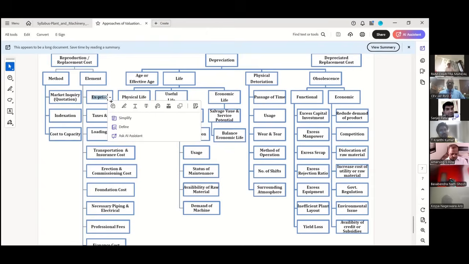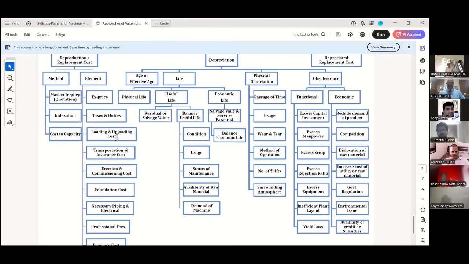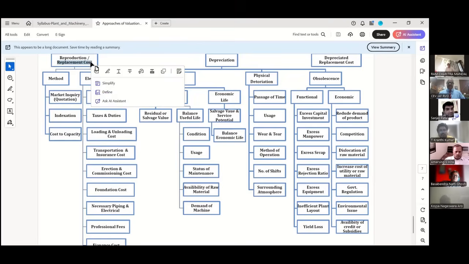The cost at the plant in installed and working condition. So you have to find the summation of the export price, tax and duties, loading and unloading cost that occurred to bring the asset from the manufacturing side to the end user side, transportation and insurance during transportation, foundation cost, erection and commissioning cost, piping, electricals, professional fee, and financial cost. If you make the sum of all this cost, you get the replacement cost.